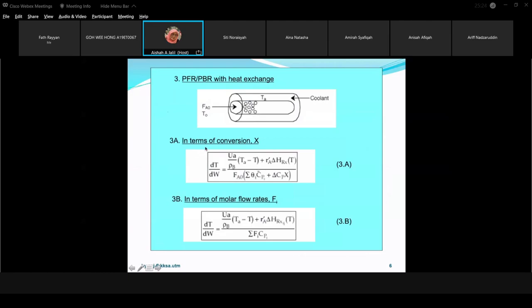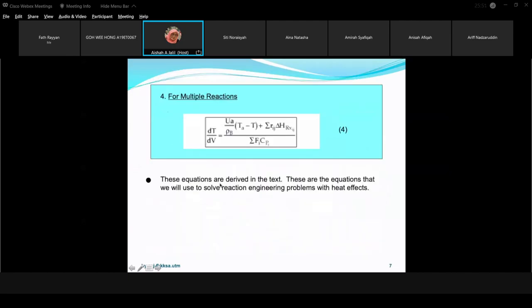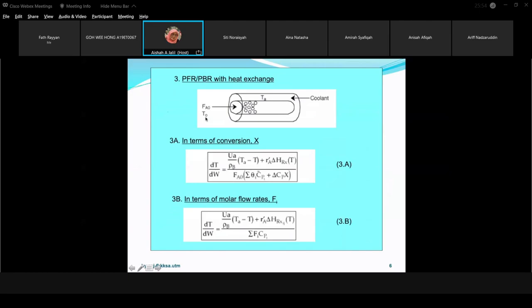In terms of X, for this one, you will not study this, but I just say that for the PFR and PBR, maybe you will use it in your design next semester. There is the heat exchanger, and for all of that, PFR, PBR, you can see here. It also uses a heat exchanger. Then also for multiple reactions, you can see in terms of flow rate, not X.